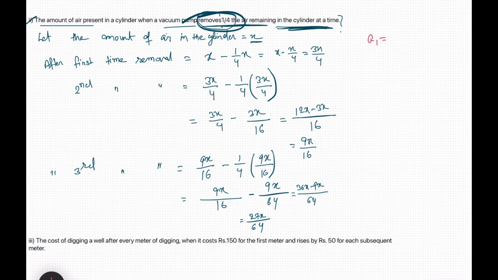From here, a1 is what? x. a2 is what? 3x divided by 4. a3 is what? 9x over 16. a4 is what?